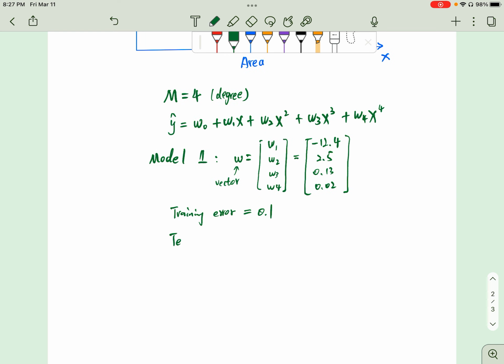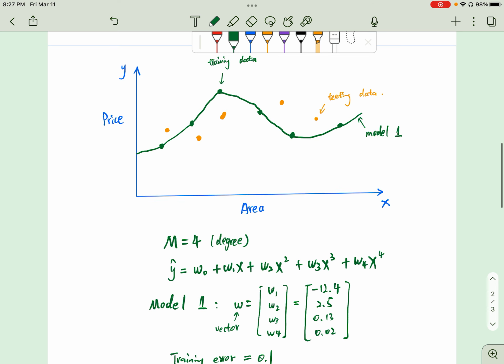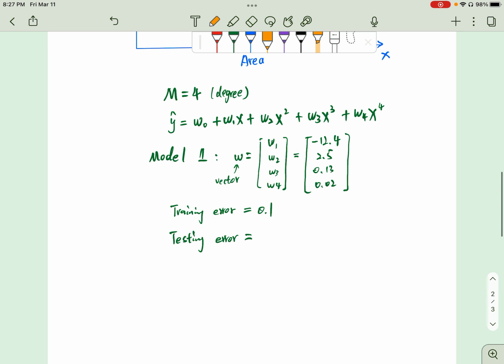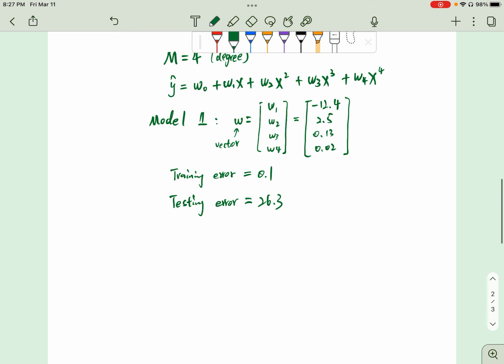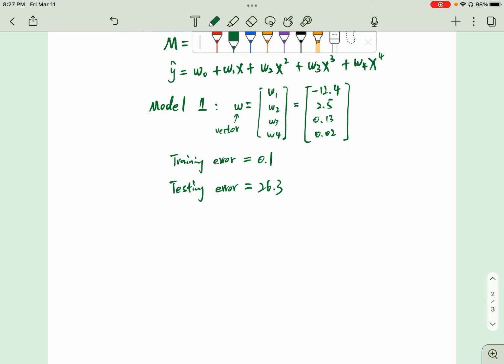And let's also calculate the testing error. How you can calculate testing error is you calculate the value here, and you calculate this distance, and all the distances, and take the square and sum them up. Maybe you get 26.3. Okay, let's suppose you get something like this.